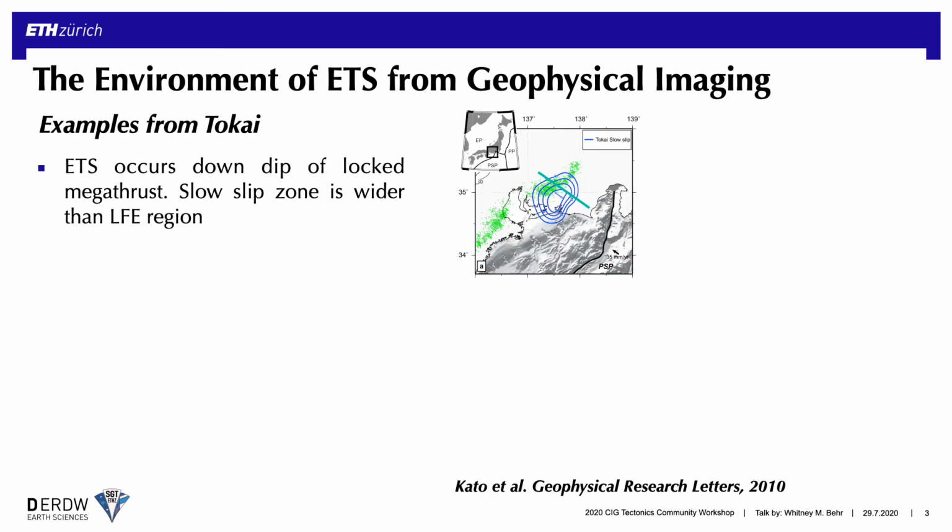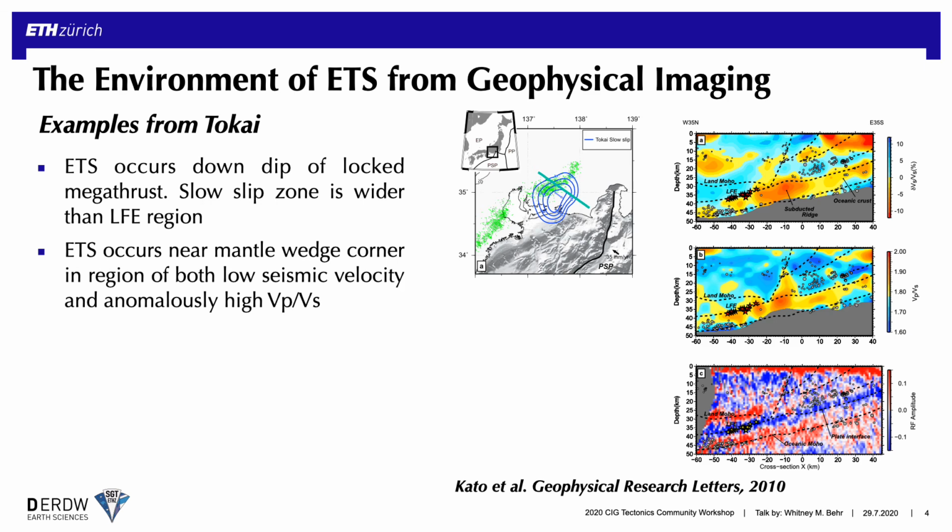So starting first with environment, this is a nice example from the Tokai district in central Japan. These are figures from Kato and others, 2010. And the first thing to point out is just the spatial distribution of slow slip, shown in blue contours, versus tremor or low frequency earthquakes, which are shown in green. Both occur down dip of the locked megathrust, with the slow slip region from this particular event extending farther up dip and less distance along strike than the observed LFEs.